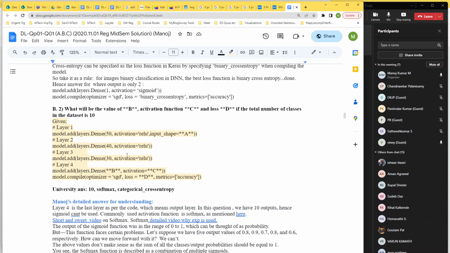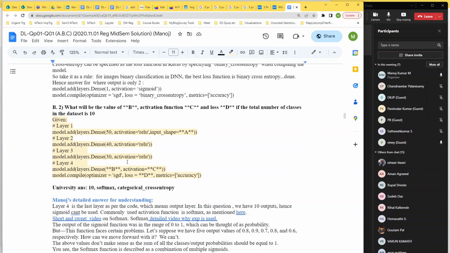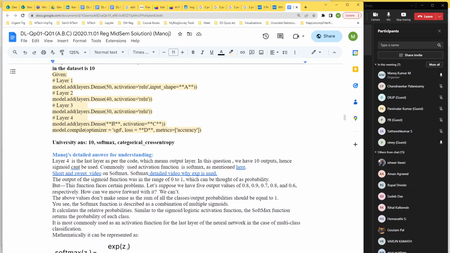Now we are going to the second layer, again a dense layer, 40 nodes, activation is relu, and then the third layer, dense layer, 30 nodes, and activation is again relu. Then the fourth layer, dense, the fourth layer is the output now. It's B here they mentioned, so B we need to find, and activation we need to find, and SGD is the optimizer, stochastic gradient descent. Then the loss, again we need to find the loss function, metrics is given.